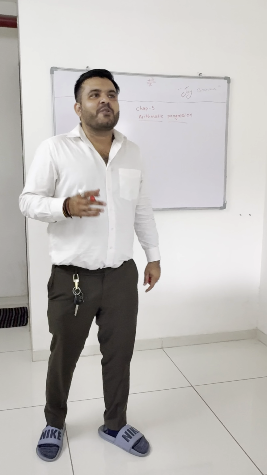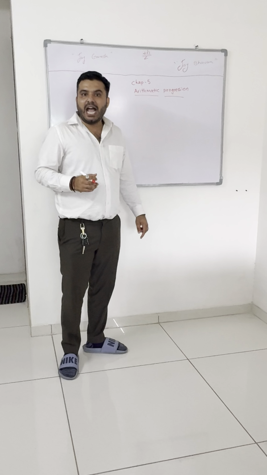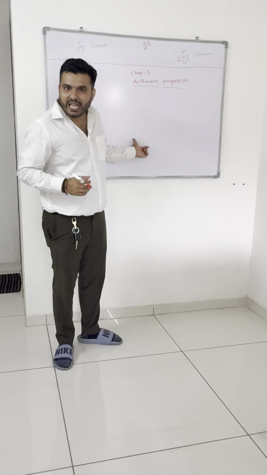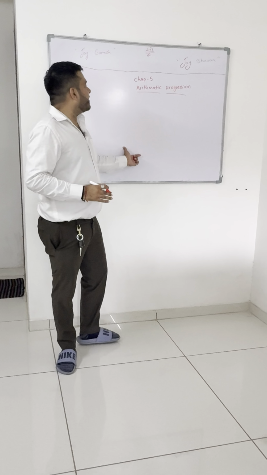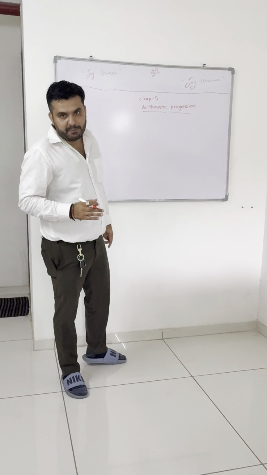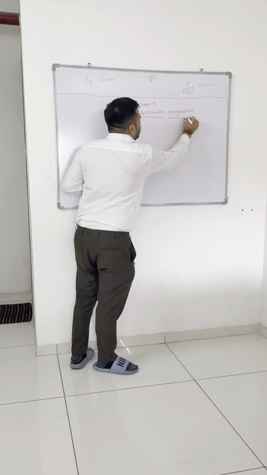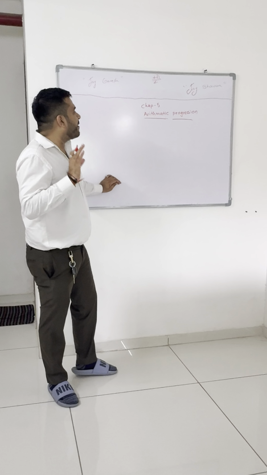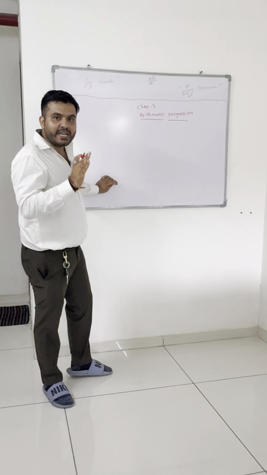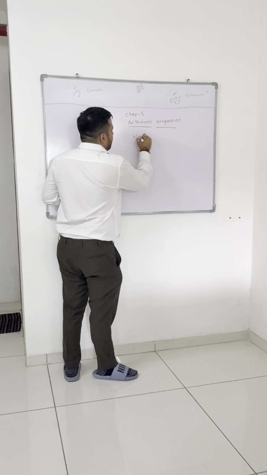So today we are going to discuss chapter number 5, arithmetic progression, and this class is useful for class 10. So you guys have to focus. First of all we have to understand how we can find out an AP. What is AP? AP means arithmetic progression. Whenever you have to find out AP, first of all you have to check whether it is a correct AP or not.